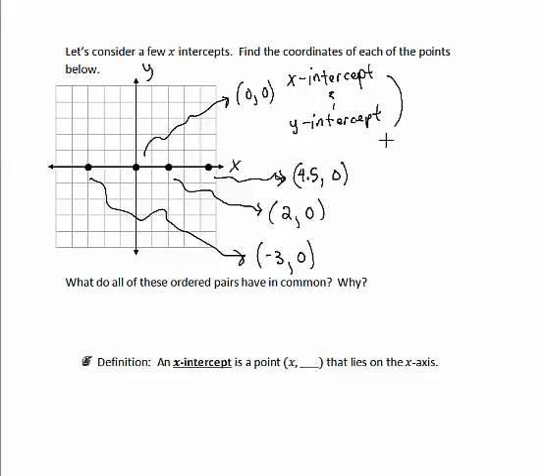Alright, so what do you conclude about points that lie on the x-axis? X-intercepts have y equals 0. So at the bottom, the definition for an x-intercept is it's a point where x can be any real number, but the y-coordinate is definitely 0. There's only one possible number for the y-coordinate. This is true for all x-intercepts.